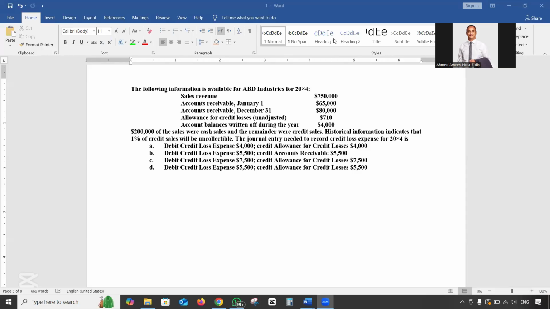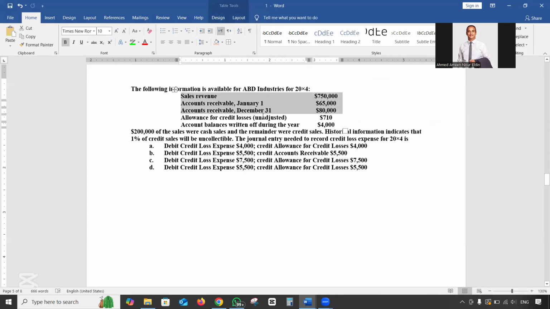The following information is available for ABD Industries for 2024. Sales revenue 750, accounts receivable at the beginning of the year, January 1st, and at the end, and allowance for credit losses. Allowance means the amount that you are not sure you can collect from your customers. Account balance is written off, which means that those amounts will not be collected because customers will not be able to pay those amounts.